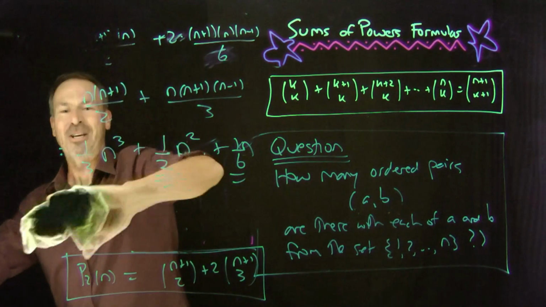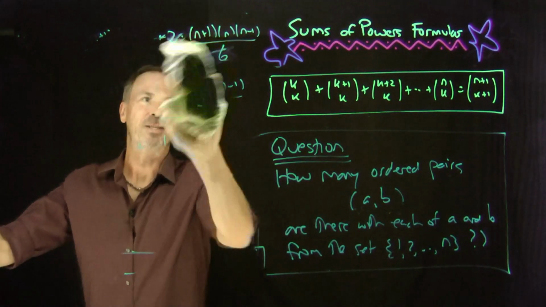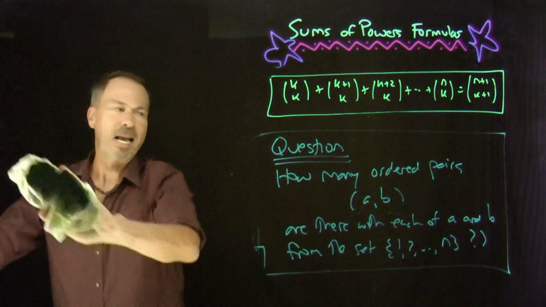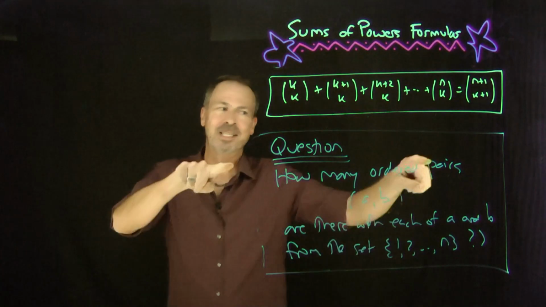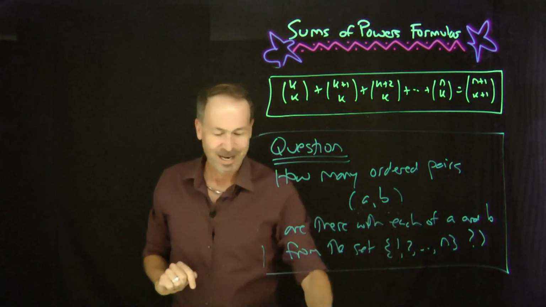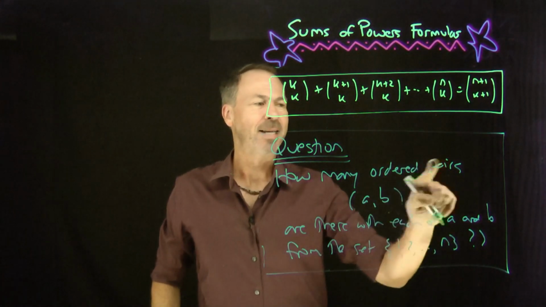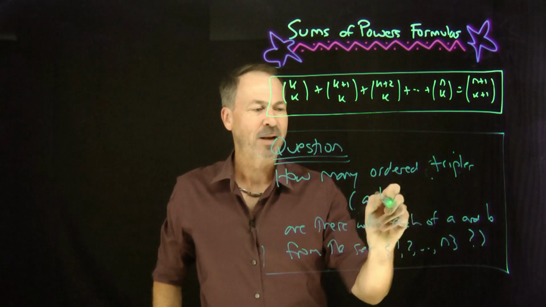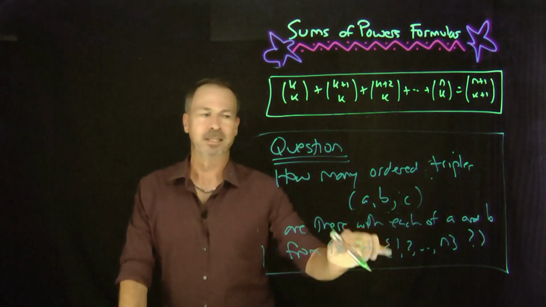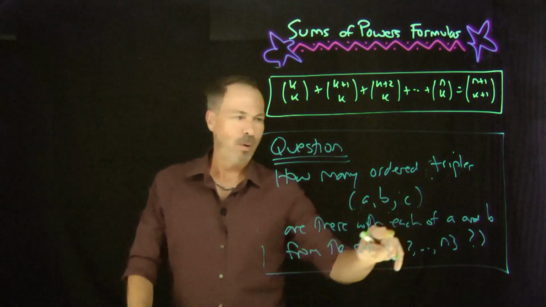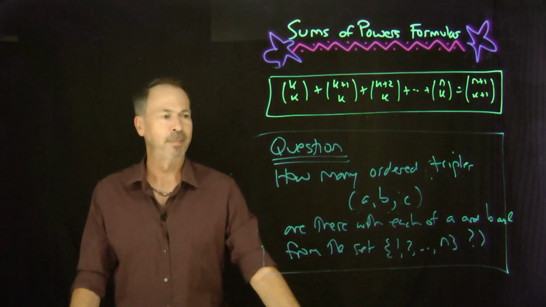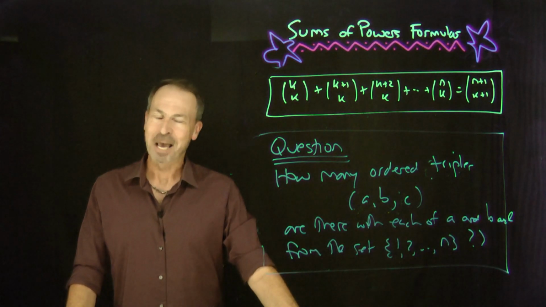Let's do it. Sum of cubes. All right. Well, I'm really getting to a general technique here, because what I want to do for the cubes is the same sort of question. Instead of answering a question about pairs, let's make it about triples. Triples will be A, B, C, ordered triples. There's a first, a second, a third, where each of A, B, and C are from the set of numbers 1 up to N.